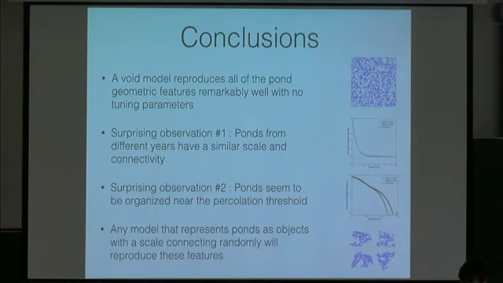So these are the conclusions. We made this really simple model which explains all of these features, and it doesn't take any tuning parameters. We found two surprising observations. One, that ponds seem to be very similar to each other, even though they're from different years or missions. And second, that they're near the percolation threshold. And finally, we gave the ingredients that a model must fulfill in order to explain these features. That's it.